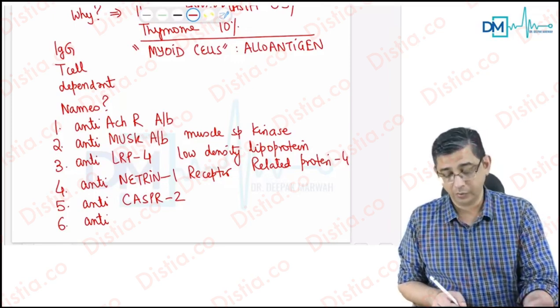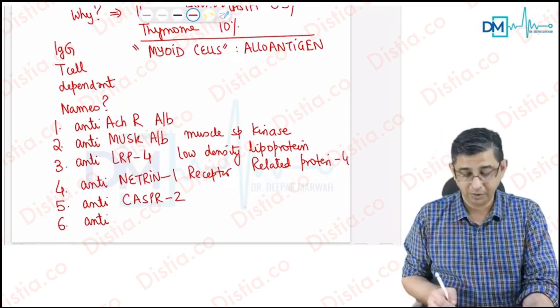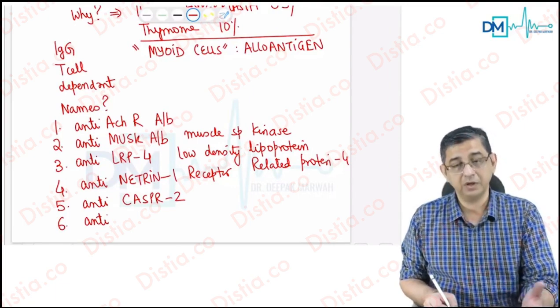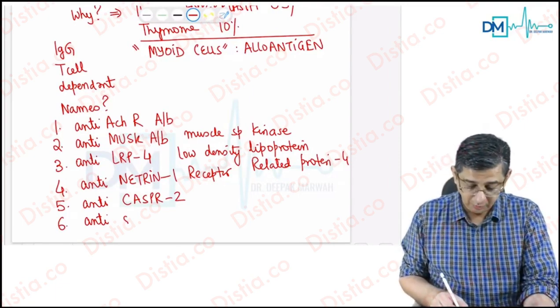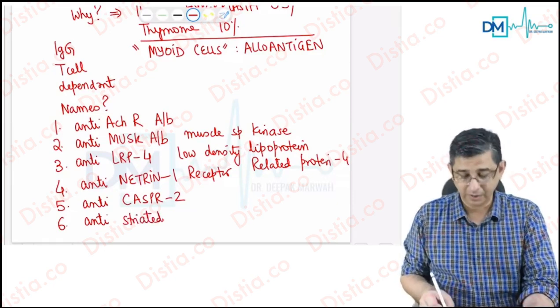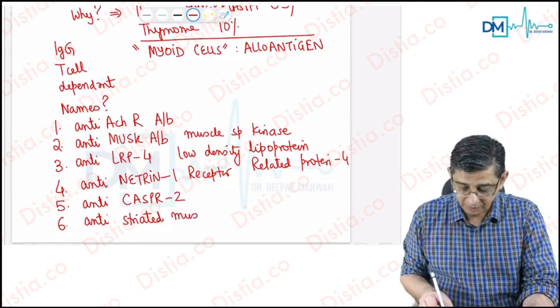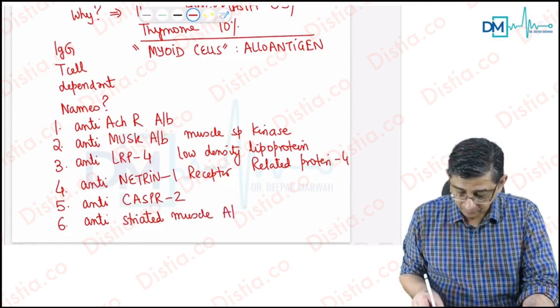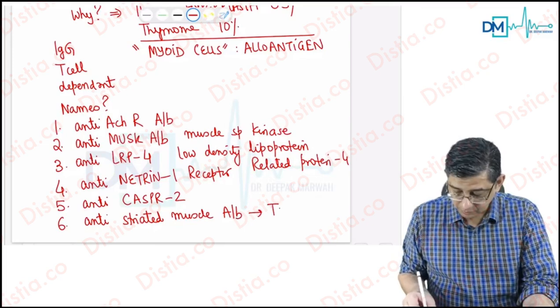It's the largest muscle protein. The molecular weight of that is fairly big. Even molecular weight wise, it's bigger as compared to dystrophin. So the antibody is called antibody against titin, or is technically called anti-striated muscle antibody. There are a total of 6 names.